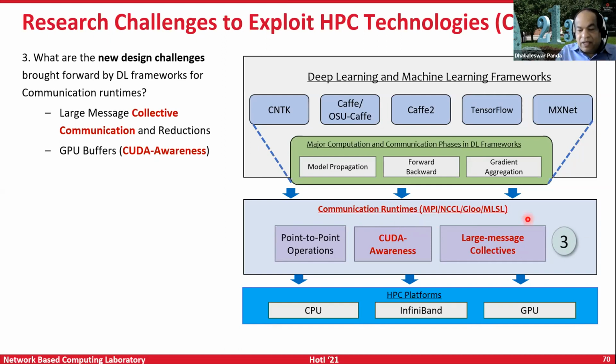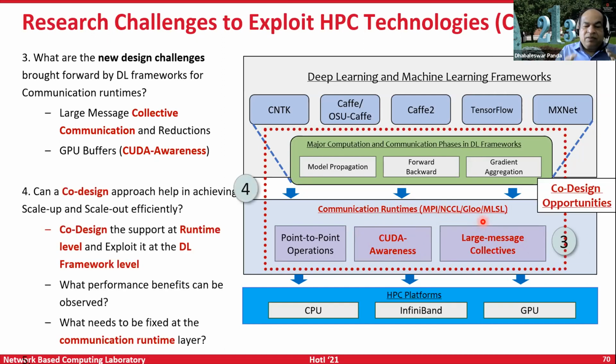This is where the issue of large message collectives comes in, and now instead of the CPU, you need to do it on the GPU. So this is where all these MPI-driven solutions and NCCL-based solutions come in, and we didn't go into details on others like Gloo and MLSL. So a lot of alternative solutions are coming up for the communication, trying to design the communication runtime in a strong manner. And then the final challenge is co-design.